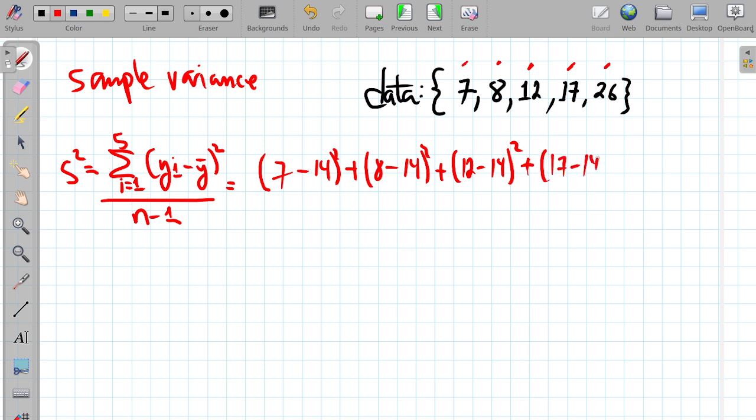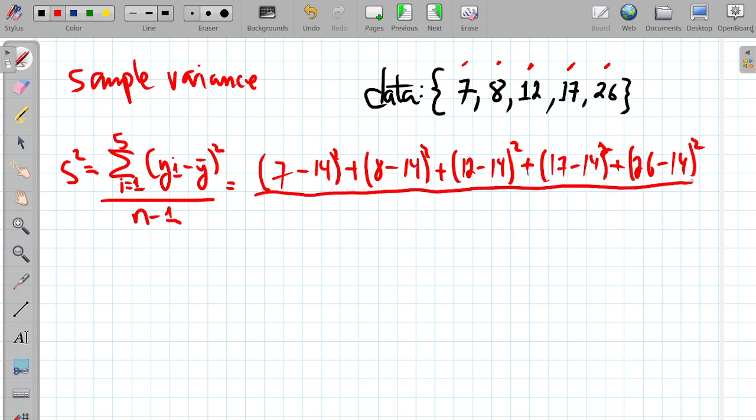17 minus 14 squared. That's supposed to be a square, by the way. And 26 minus 14 squared. So nothing's changed there. But now we're dividing by 4. That's what's different. So if we do the numerator just like we did before, this will be 242. And we're going to divide by 4 this time.